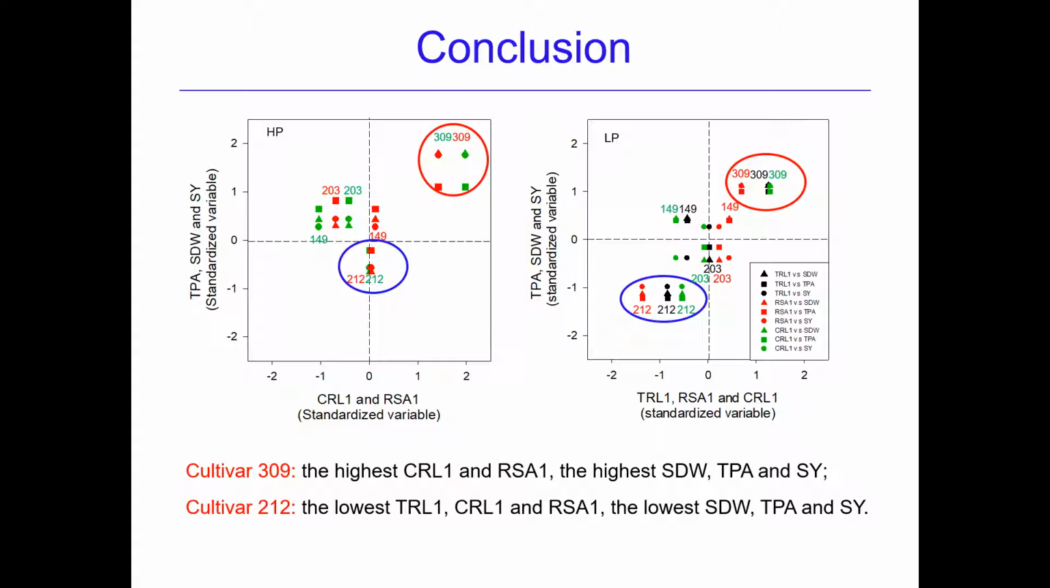So we found that at high P and low P, different morphological root traits have different functions. At high P, cultivar Ronan had the highest coarse length and root surface area in the topsoil, and had the highest shoot dry weight, total P acquisition, and seed yield. For the cultivar 212, the lowest total root length, coarse length, and root surface area came with the lowest shoot dry weight, total P acquisition, and seed yield.